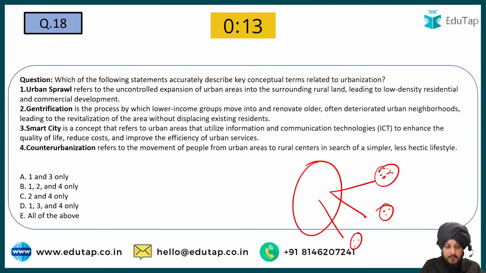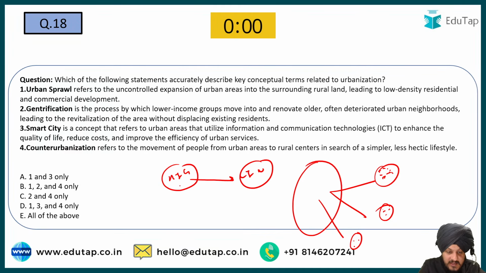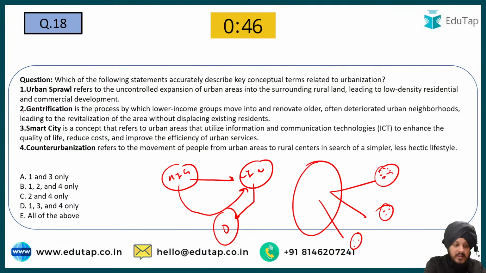If you talk about gentrification, what is gentrification basically? It involves when high income group people move into low income neighborhoods. And what does it lead to? When these high income group people move to low income neighborhoods, it leads to a displacement of the original residents in those areas. And this displacement is what is established through the term gentrification.